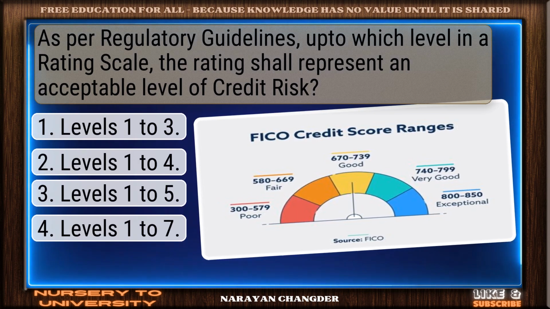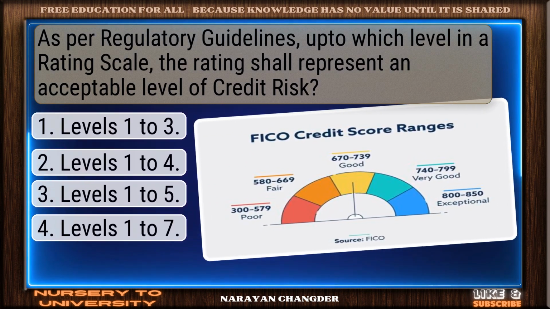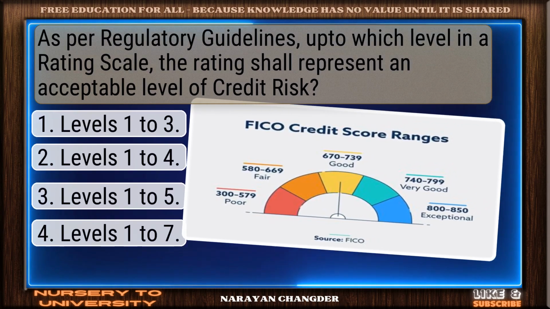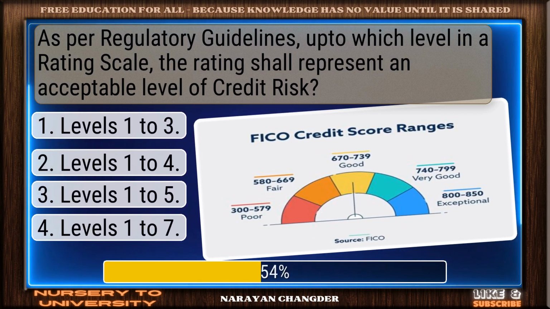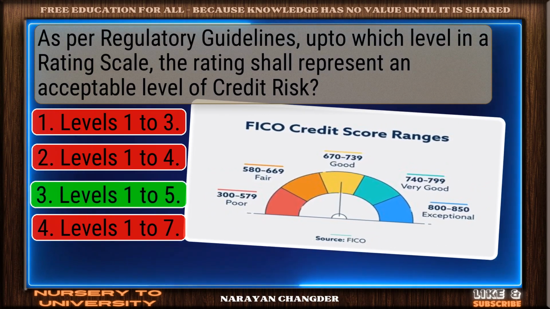As per regulatory guidelines, up to which level in a rating scale shall the rating represent an acceptable level of credit risk? Solid response. Levels 1 to 5 is a valid choice.